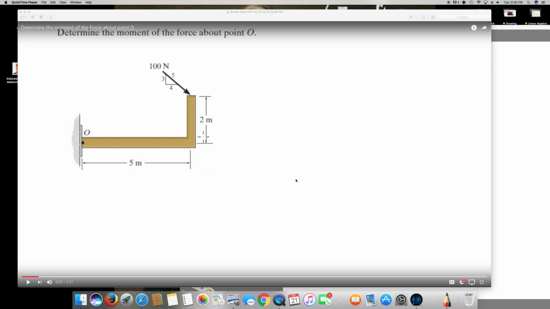Guys, I have a question from moment to solve. The question is asking to determine the moment of the force about point O. So this is the point O, so we have to find the total moment. First of all, since this force is not acting vertically or horizontally, I have to find the vertical and horizontal force to find the total moment.